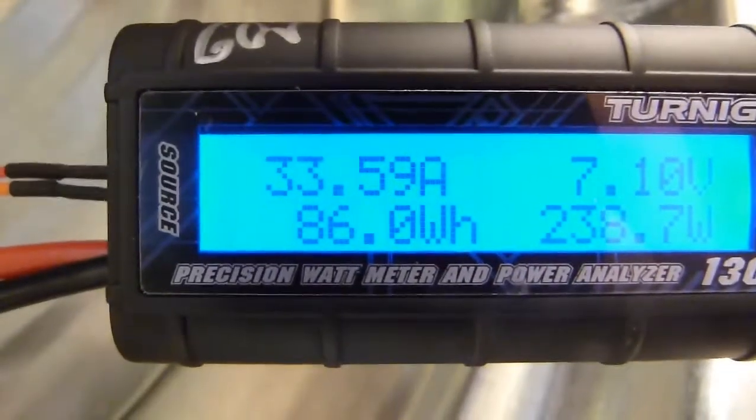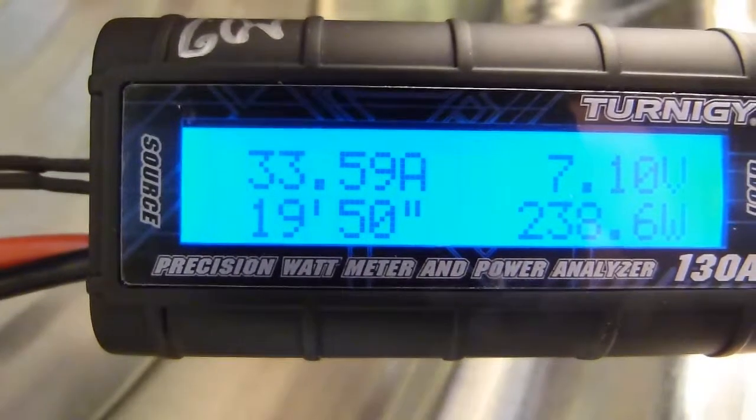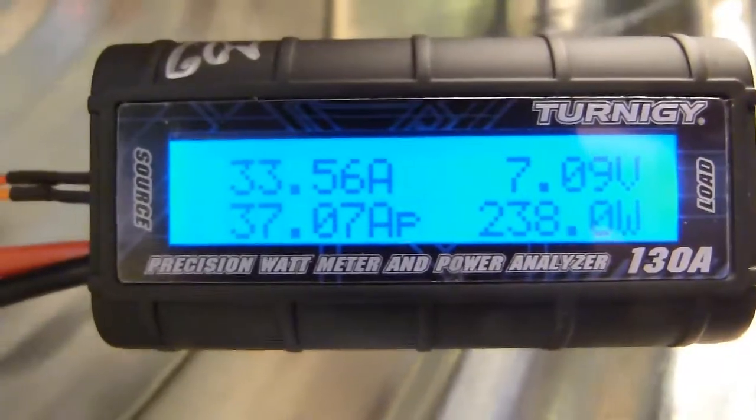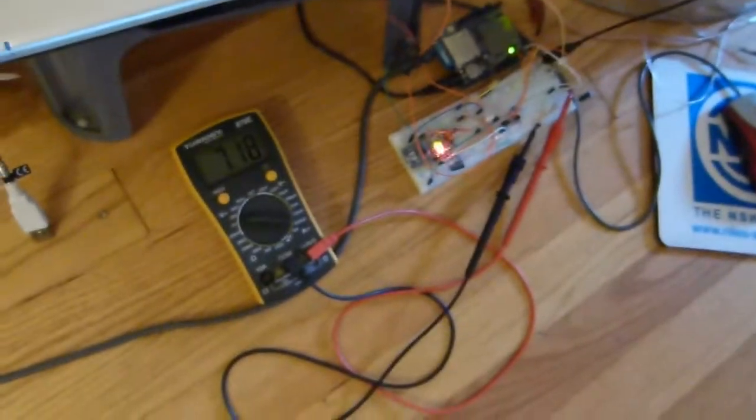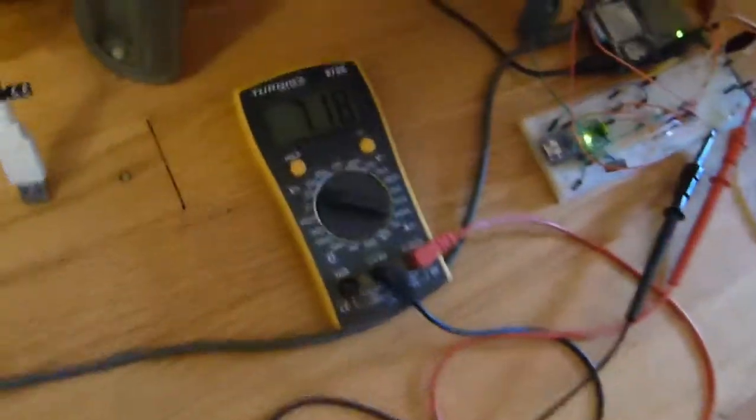Getting near the end of the run here. 86 watt hours, about 20 minutes. Drained this thing at about 33 to 35 amps, resistive load.